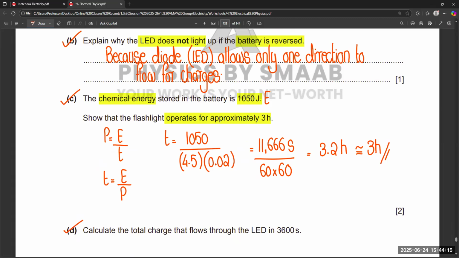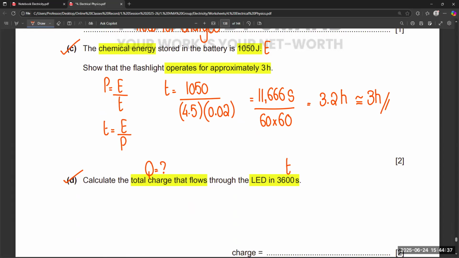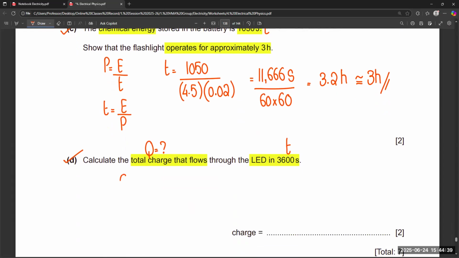And D part, calculate the total charge that flows through the LED in 3600 seconds. So this is the time, and we have to calculate the total charge. So simple, I equals Q over T, or Q equals IT.